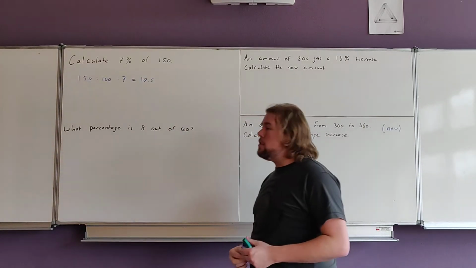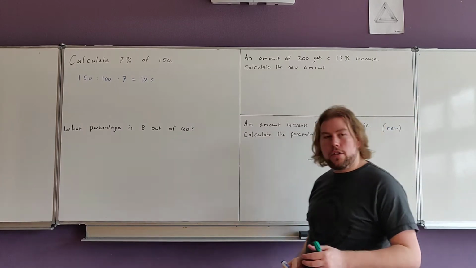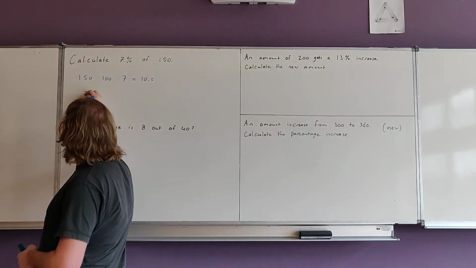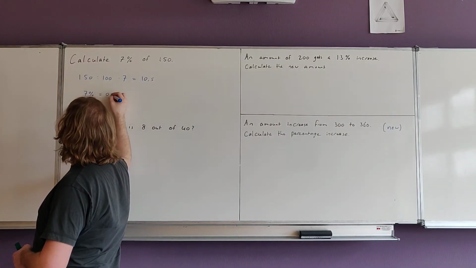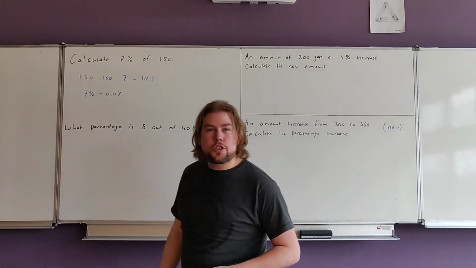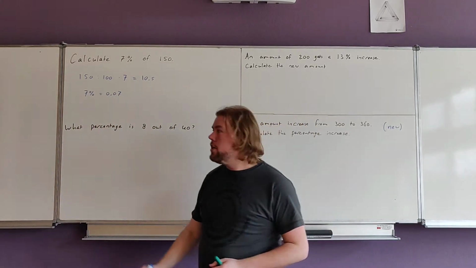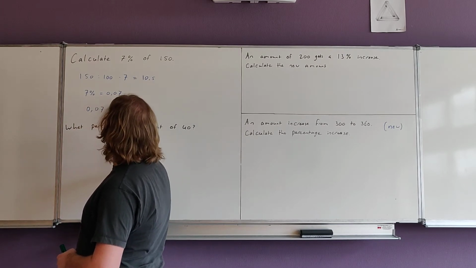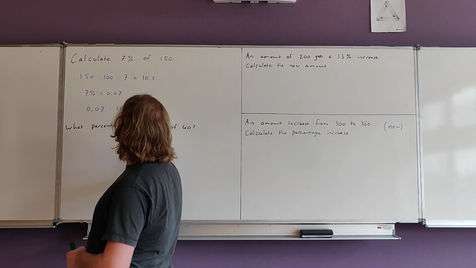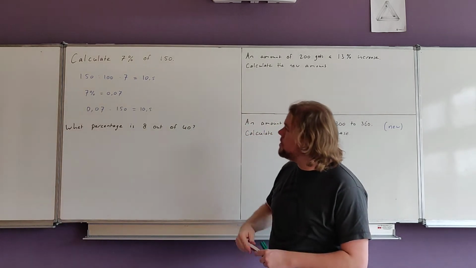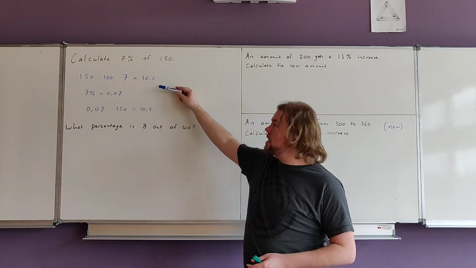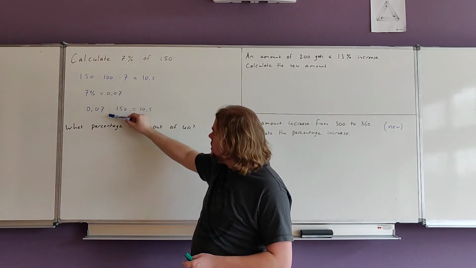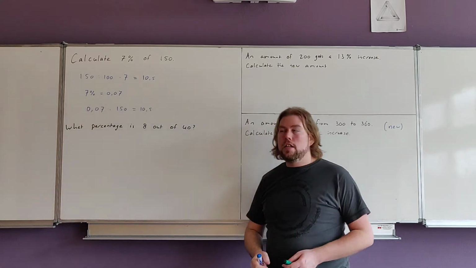If you do it the other way, you can also do this. You can say that 7% is 0.07, and then on your calculator you can do 0.07 times 150, and then you also get 10.5. So this is actually the same thing, but here you see you have to do two things, and here you only have to do one thing.